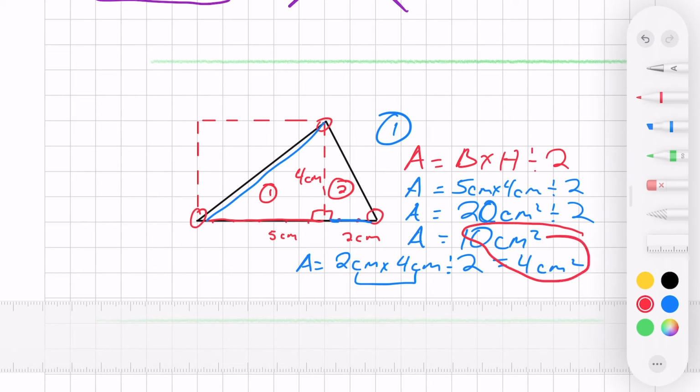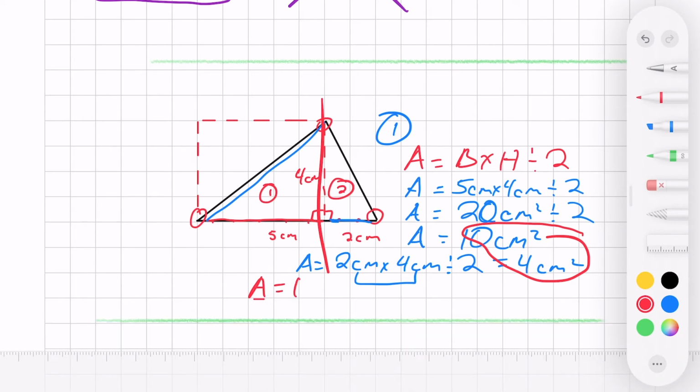Now I need to take these and put them back together because I have separate triangles there. So then I would write the area is equal to, I'll get rid of that there, 10 centimeters squared plus 4 centimeters squared, and that is going to be 14 centimeters squared.